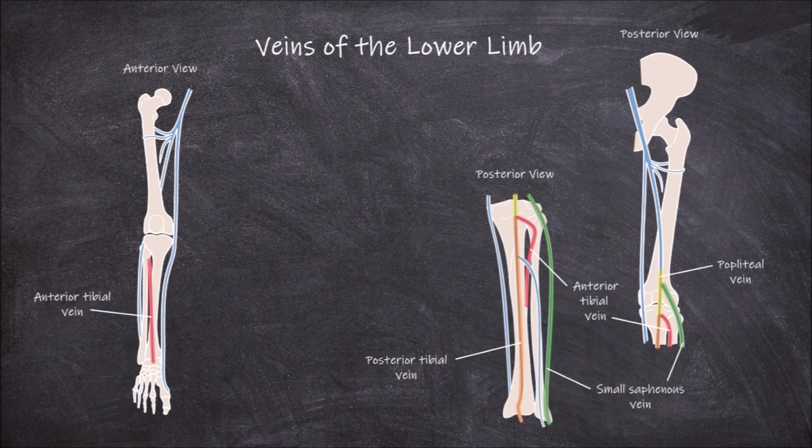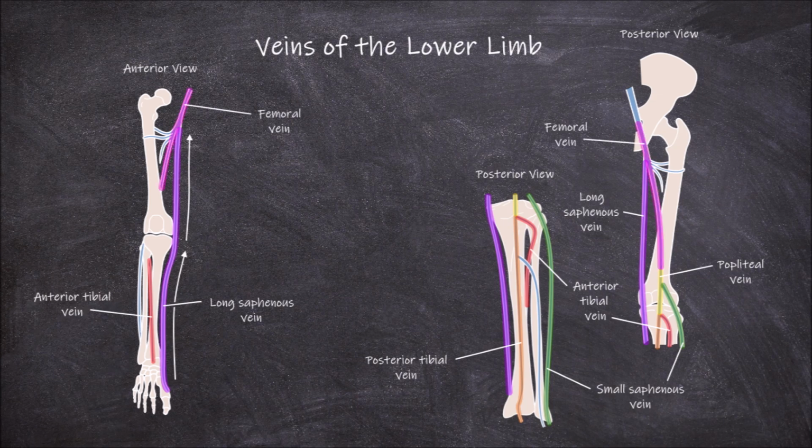The small saphenous vein runs from the dorsal surface of the foot up the lateral side and around to the posterior surface of the leg. It ends around the level of the knee where it merges with the popliteal vein. The long saphenous vein runs from the dorsal surface of the foot up the medial side of the lower leg, then thigh. It ends by draining into the femoral vein.